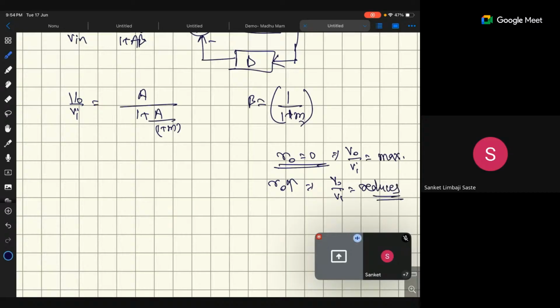That is the non-ideality due to output resistance. So that is the complete part.